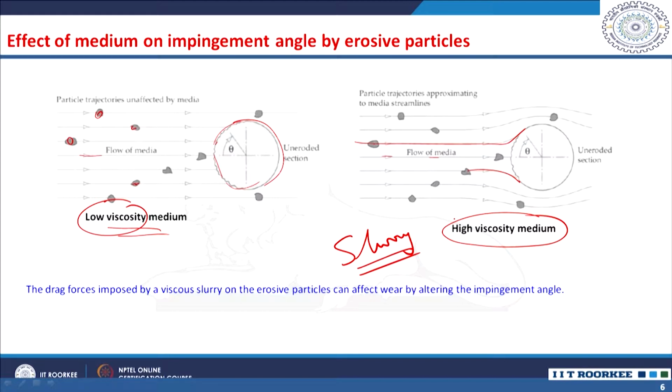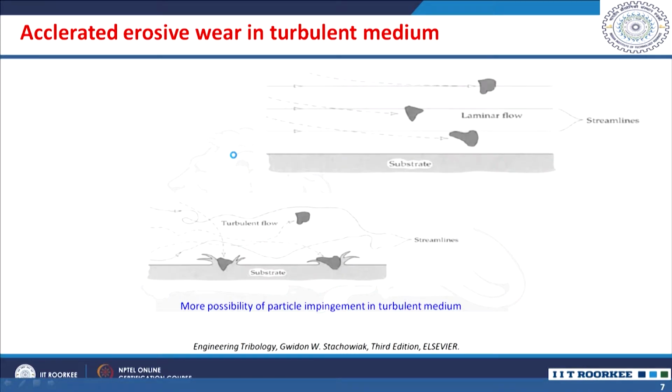So, the drag forces imposed by this viscous slurry on the erosive particles can alter the impingement angles. So, you will have a difference in the material removal. In slurry erosion, generally the fluid viscosity, or the medium viscosity, plays a major role, right. You can also see that the turbulence of this flow also makes a difference in the erosive wear.